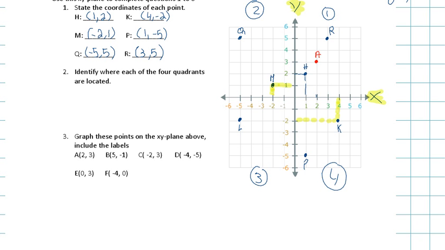B is 5, -1. Where do I have to go first? Right-hand side 5 on the X, then to -1. So 5, -1. That's where it is. Okay? C is -2, 3. D is -4, -5.